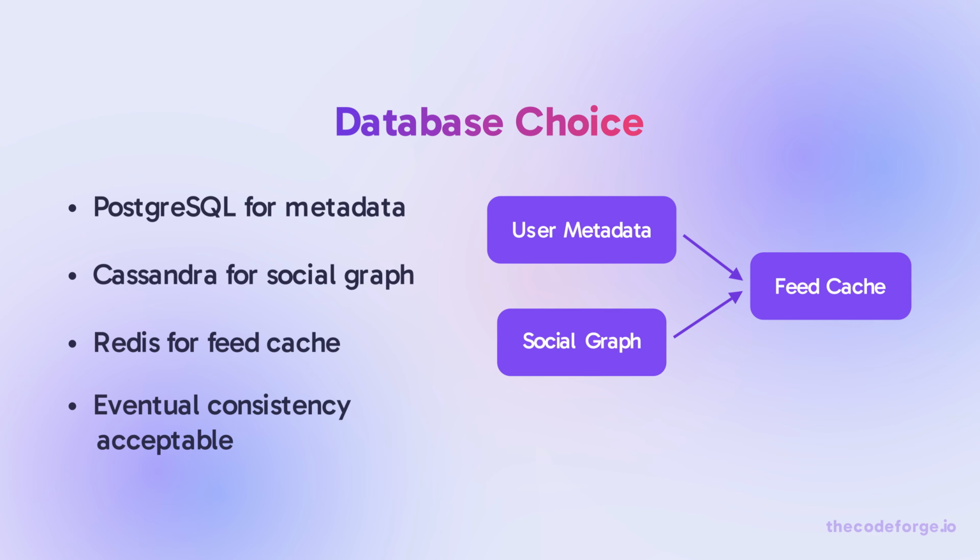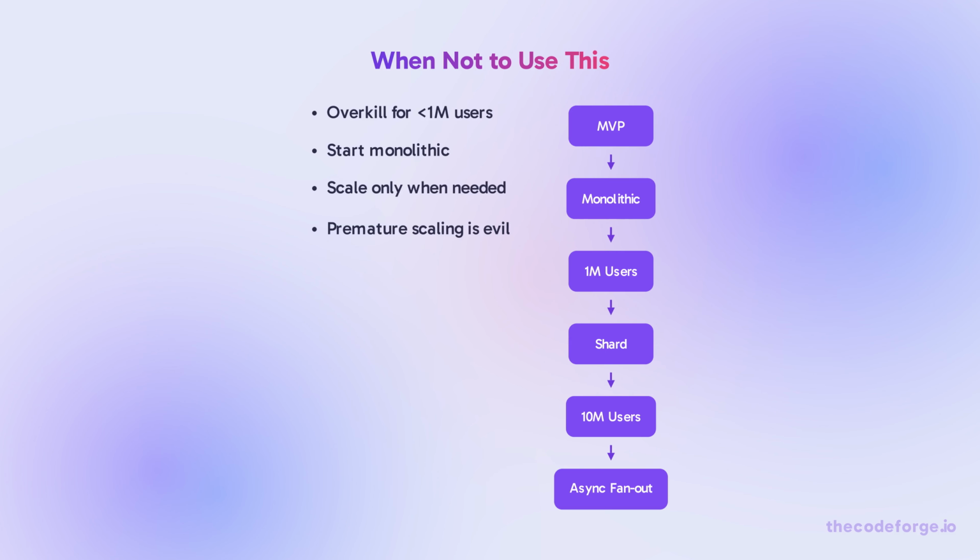PostgreSQL provides strong consistency for transactions, Cassandra handles high write throughput for follows, and Redis provides low latency reads. Eventual consistency between systems is acceptable. This architecture is overkill for a photo-sharing app with fewer than 1 million users. For an MVP, use a monolithic backend with a single PostgreSQL database and a content delivery network.